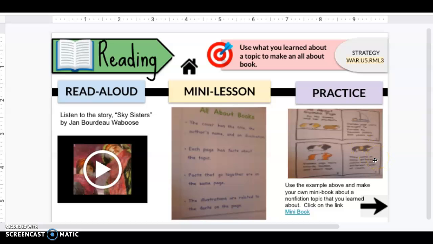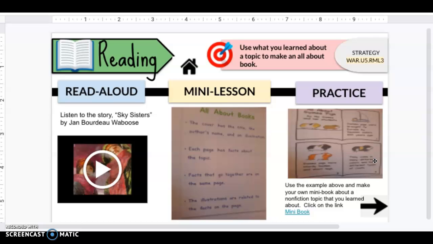So as you go through your book, think about what you would like to mention about the topic. Now, you don't have to do guinea pigs. You can pick any topic that you are interested in or you have read about. The facts go together on the same page. All the facts that go together are on the same page, and the illustration or the pictures are related to the fact on the page.